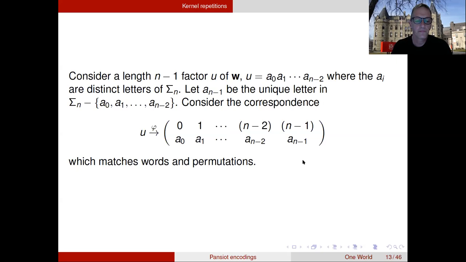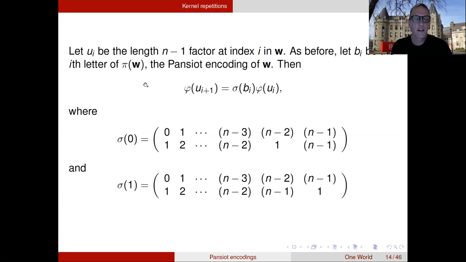So now suppose I look at the length n minus 1 factor, which is at index i in the word W. And as before, I let b_i be the ith letter of the Pansiot encoding of W. Then the permutation that I get from the word at position i plus 1 can be found from the permutation I have given the word at position i in a way which comes from the Pansiot encoding. In fact, phi of u_{i+1} is b_i times phi of u_i, where sigma 0 is this permutation and sigma 1 is this permutation.